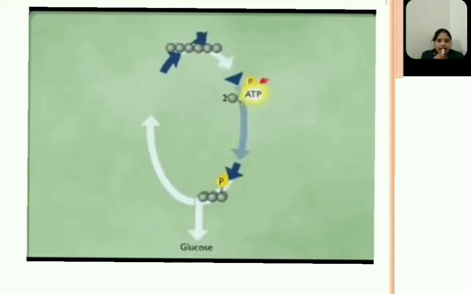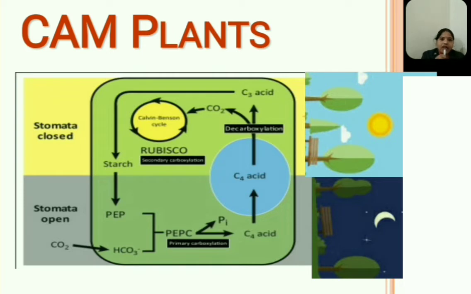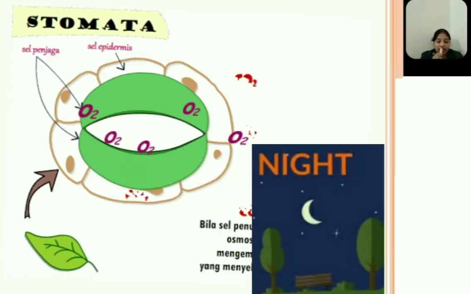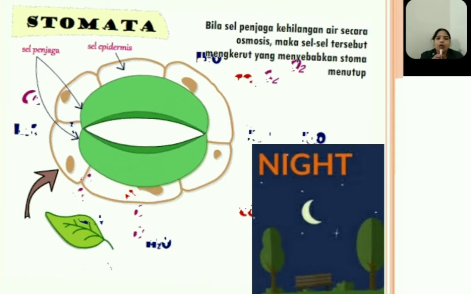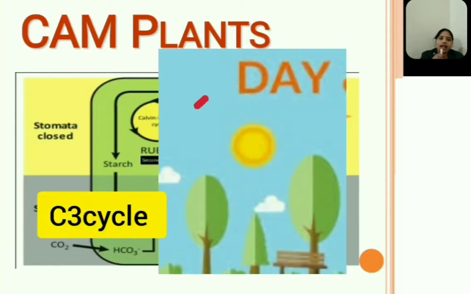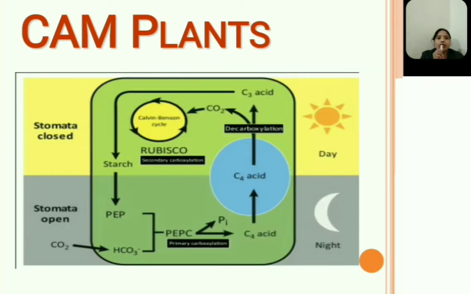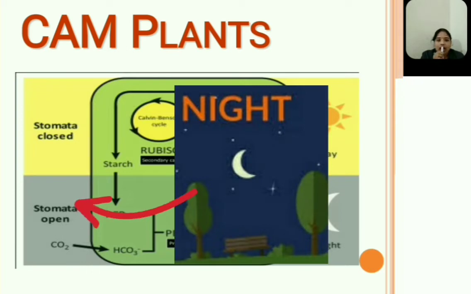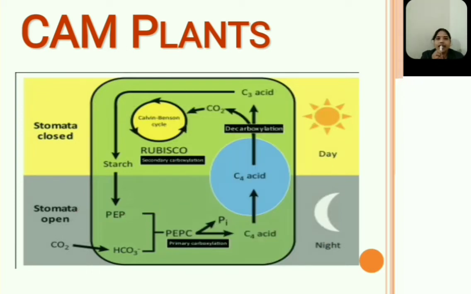So here, for example, in a nighttime stomata open, which means the C4 cycle takes place only at nighttime, and in a daytime stomata are closed, hence the C3 cycle plays during the daytime. So first, during the nighttime, carbohydrates are converted into oxaloacetic acid in the presence of the PEP carboxylase enzyme. Then oxaloacetic acid is converted into malic acid. It is also known as malate. Malic acid is stored in vacuoles in the presence of the malate dehydrogenase enzyme.